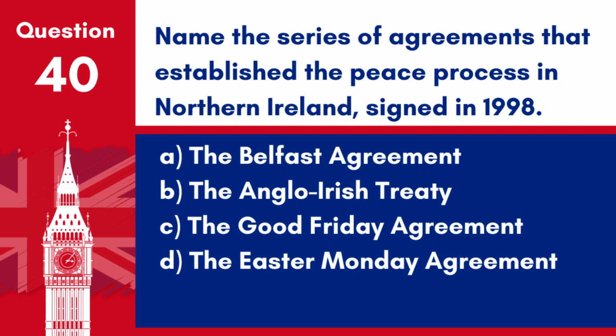A. The Belfast Agreement. B. The Anglo-Irish Treaty. C. The Good Friday Agreement. D. The Easter Monday Agreement. Answer: C. The Good Friday Agreement. The Good Friday Agreement, signed in 1998, was a series of agreements that established the peace process in Northern Ireland.